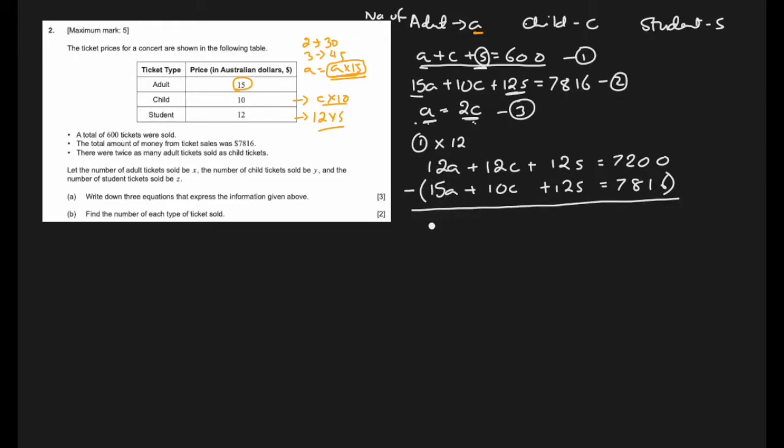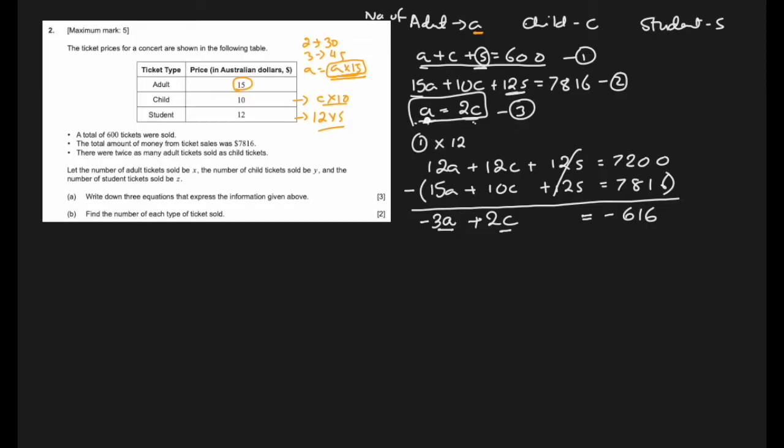So 12 minus 15 is minus 3a. 12 minus 10 is 2c. They cancel out. That was the purpose. Equal to negative, because this is more, right? 616. Now we have an equation in terms of A and C, have this relation. That's why I focused on eliminating S.